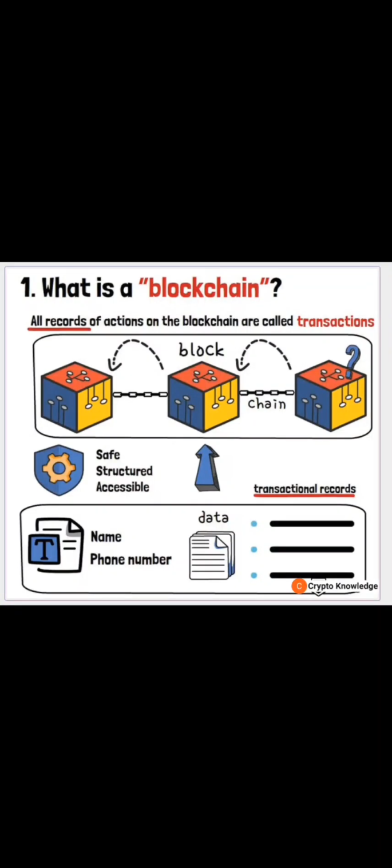Today we are discussing blockchain. What is blockchain? The term actually consists of two words. Number one is the block and the second is the chain.